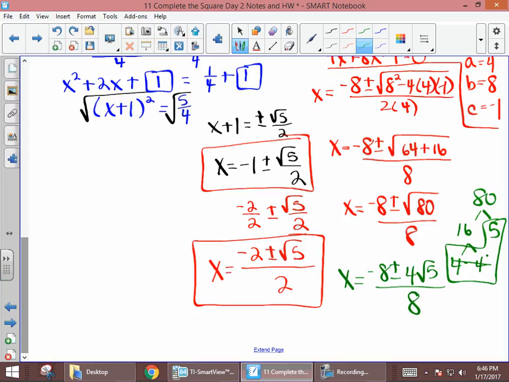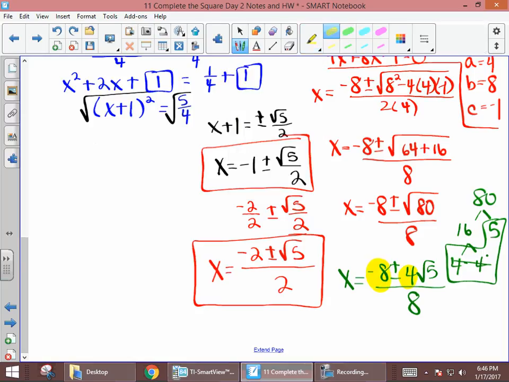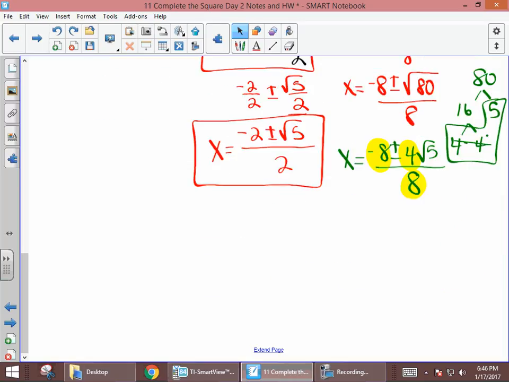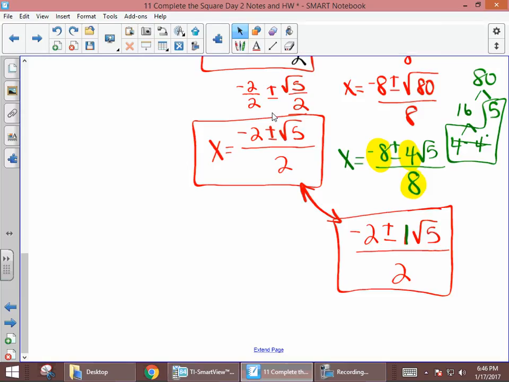What is left to do? Well, that would be perfectly acceptable, but there is a number that goes into everything on the outside, and that number is 4. So -8 divided by 4 is -2. Plus or minus 4 divided by 4 is 1. Square root of 5 we don't mess with. 8 divided by 4 is 2. And there is our answer, and as you can see, they are the same. This 1 does not have to be written in, but you can if you like to see that as a placeholder.